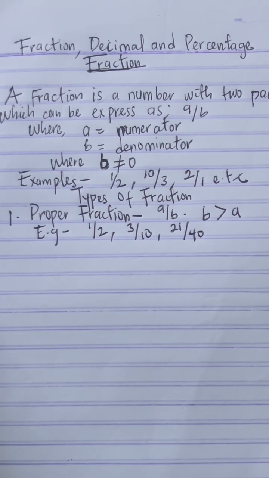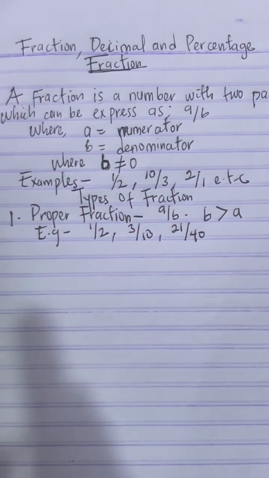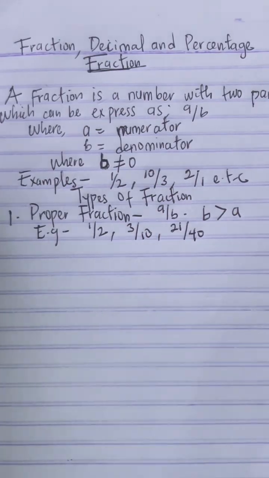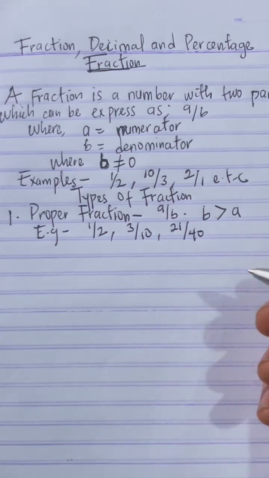All right, correct. So you can see now, when the bigger number is carrying the smaller number, we call it a proper fraction. For it is proper for a mother to carry a baby, right? It is proper when you see a tipper carrying a bicycle. So it is proper that way. So let's talk about the second type.